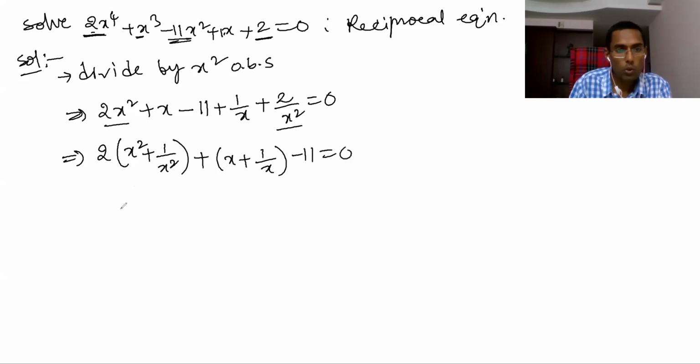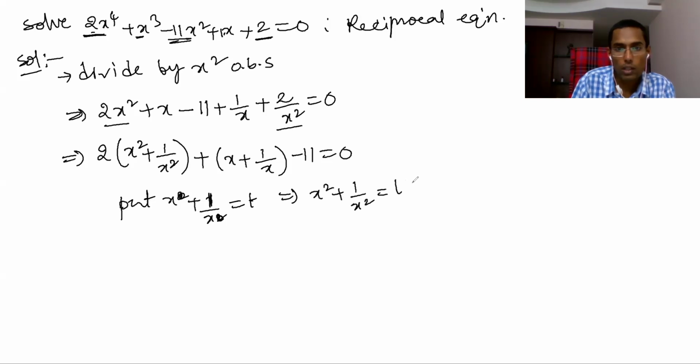So here now what should you do? Same method as what we did previously. Take x plus 1 by x as t. Then automatically if you square on both sides, x square plus 1 by x square you get as t square minus 2.